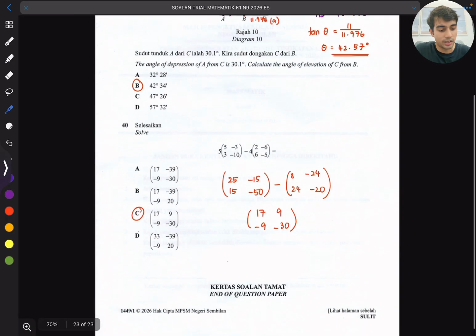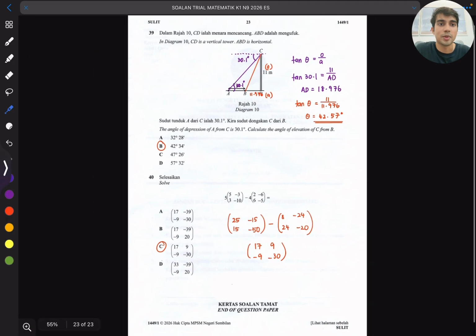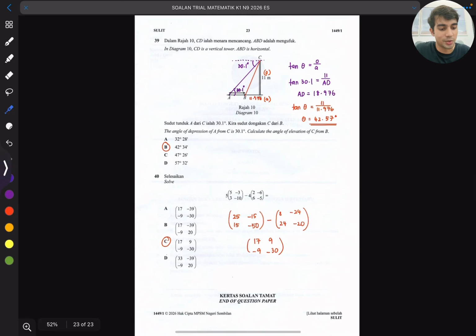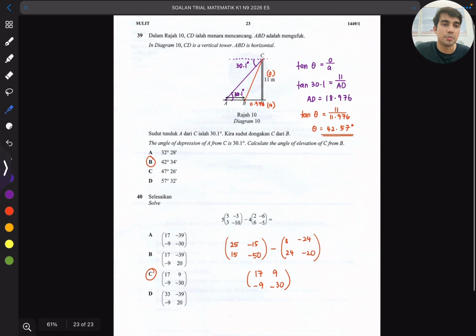Alright. That is NS paper 1. Was quite a difficult paper actually. Most of the questions were like multiple steps. They were not like straightforward.